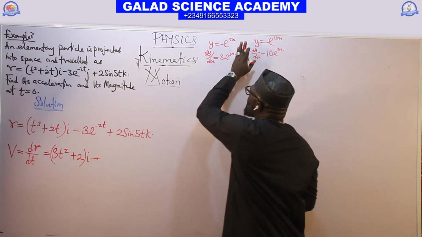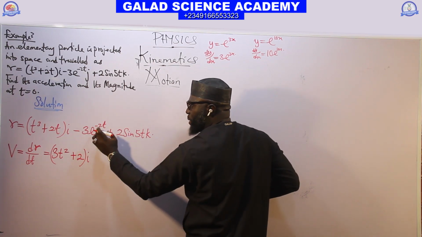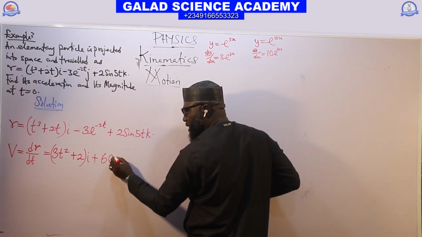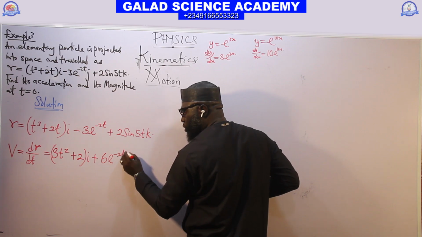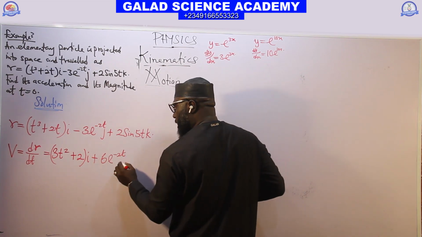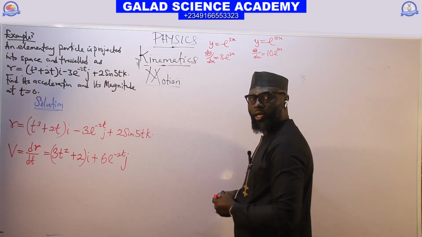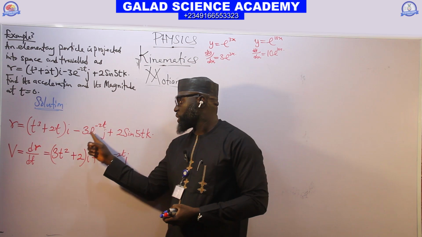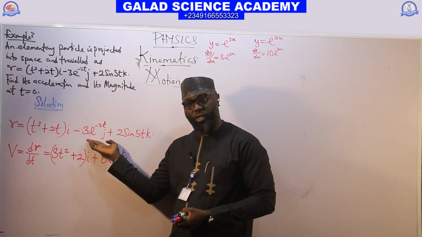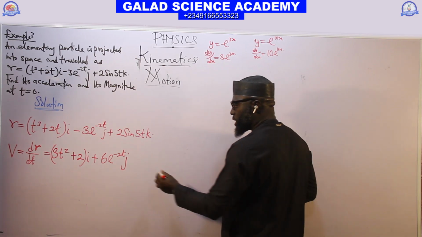So here now, with knowledge of this, what do we do? This power will come to the front. So we have minus here, minus times minus gives us plus 6e exponential minus 2t. Hey, I forgot j here. 2t j. See how I get this one? 2 multiplied by 3, 6e. That's how we differentiate an exponential function in differentiation.